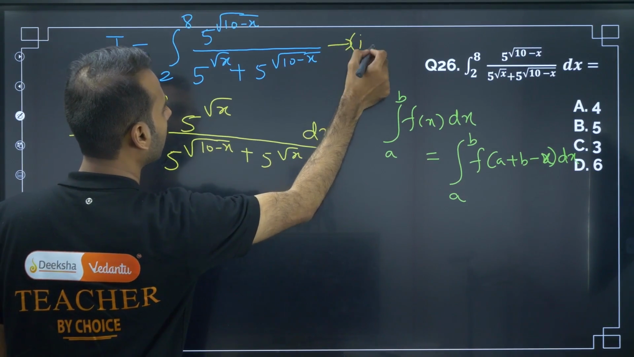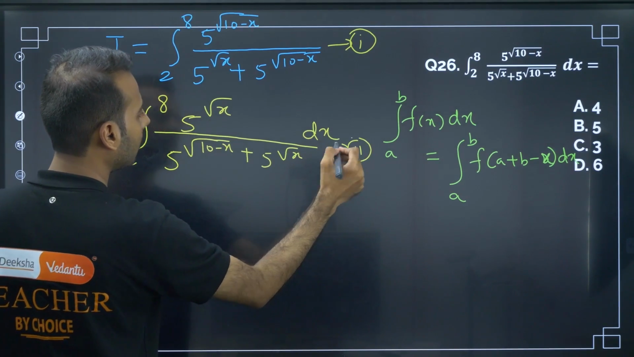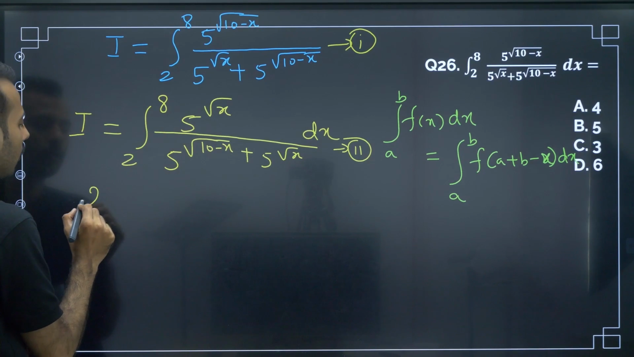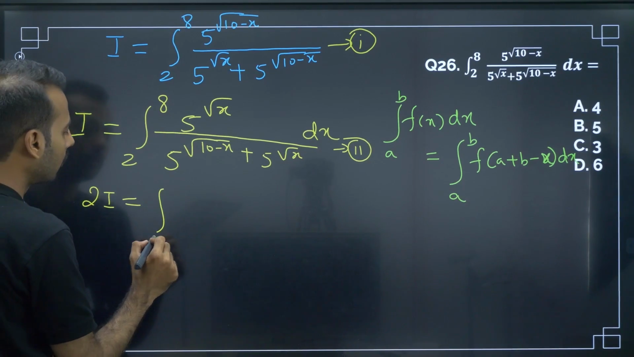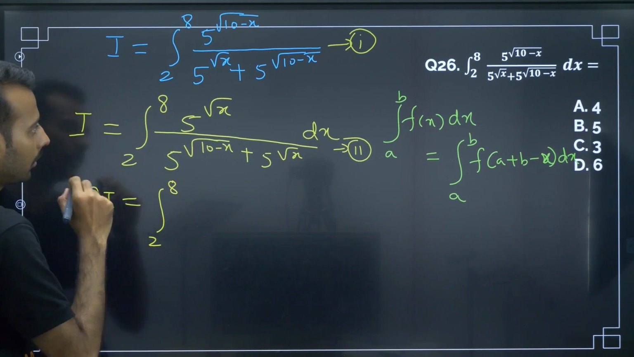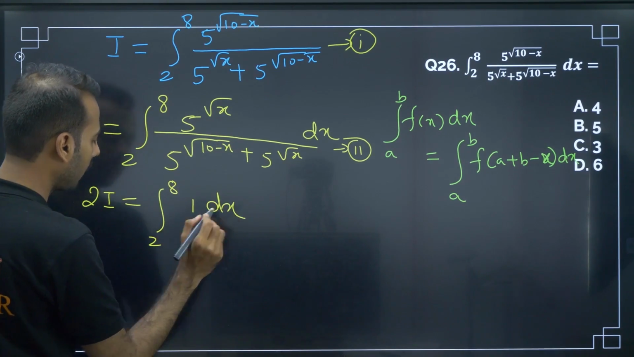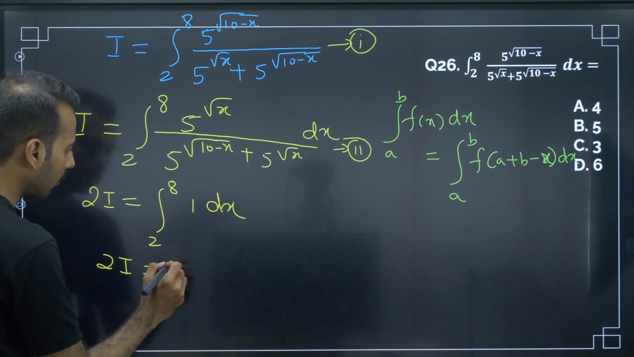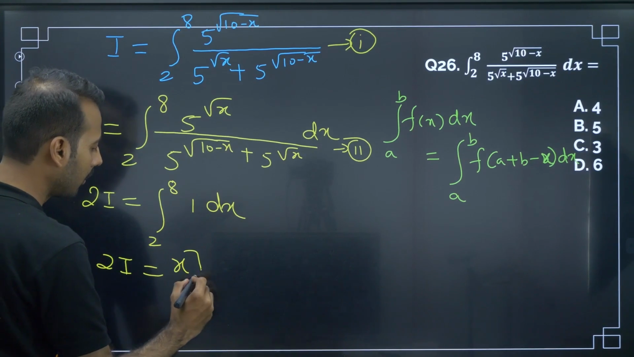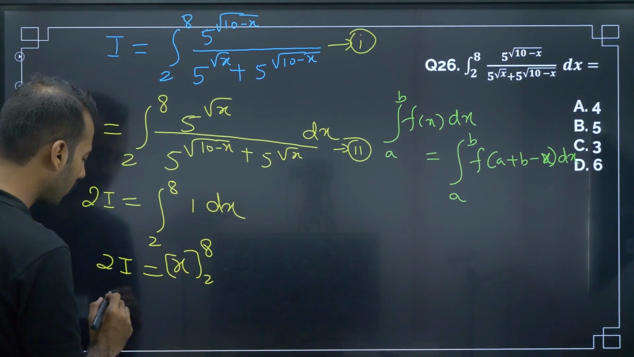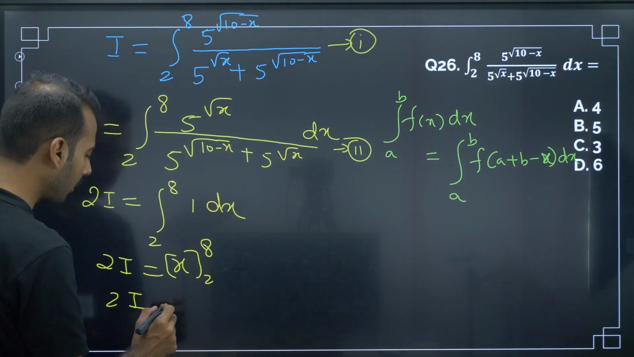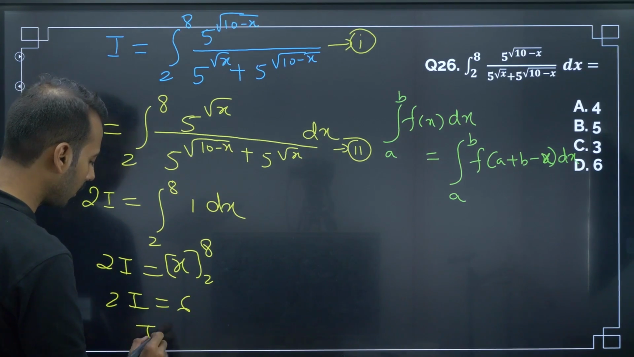Let me mark this as 1. Let me mark this as 2. If I add these two, 2I is equal to the integral from 2 to 8. If I add these two, I will get 1 dx. So 2I is equal to the integral of 1, which is x from 2 to 8. So 2I is equal to 8 minus 2, which is 6. So I is equal to 3.